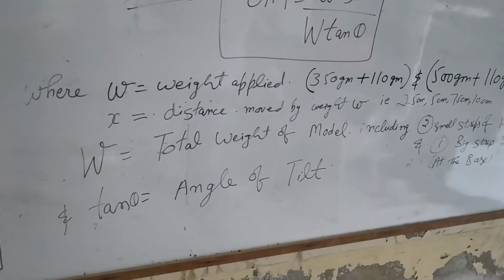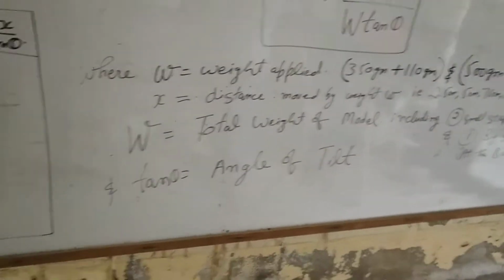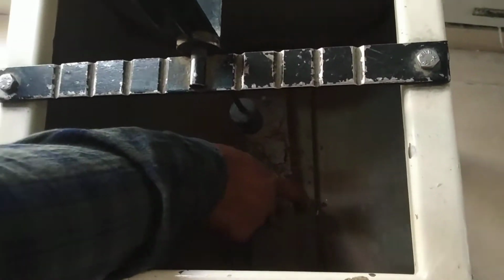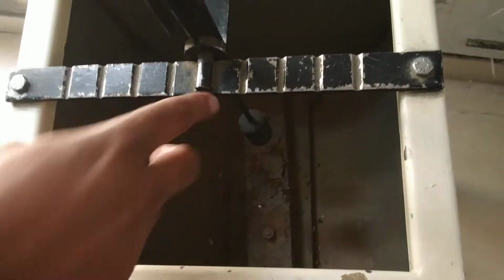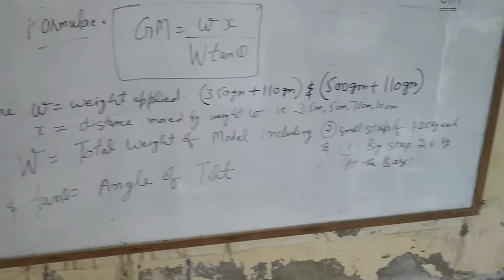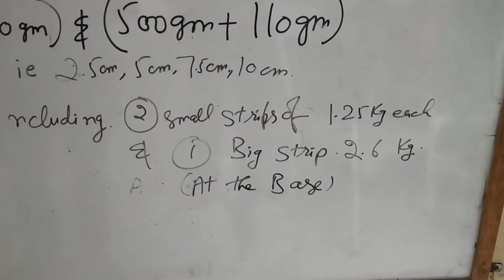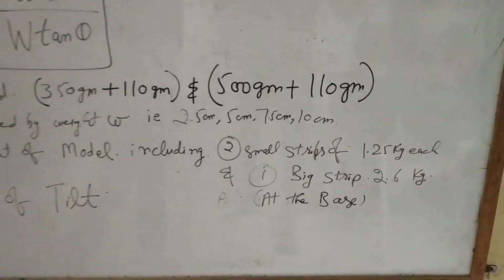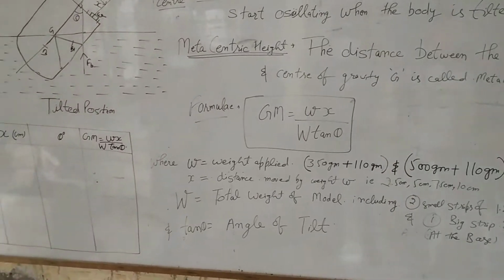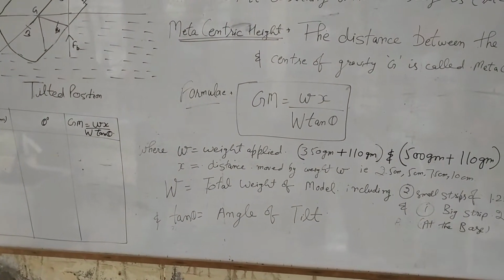Capital W is the total weight of the model. Total weight is the weight of the whole ship and the weight of these strips also. There are two strips in between. The small strip has a weight of 1.25 kg, and the big strip has a weight of 2.6 kg. So the total weight of our setup is about 9 kg.